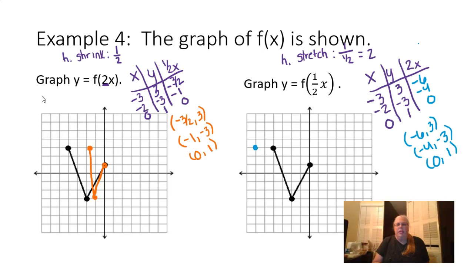All right, (-6, -3) is going to be right here. (-4, -3) is going to be right here. And then (0, 1) is going to be right here. So the transformed graph is going to look like that right there. So what happened was we took a graph that was doing this and we widened it out some. That's going to be your vertical stretch. It's growing this way. It's growing longer.